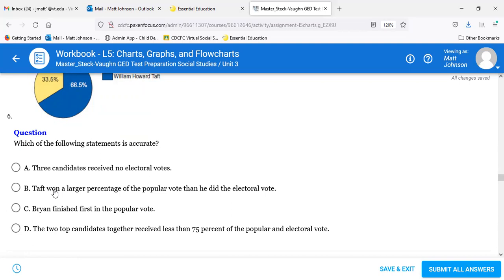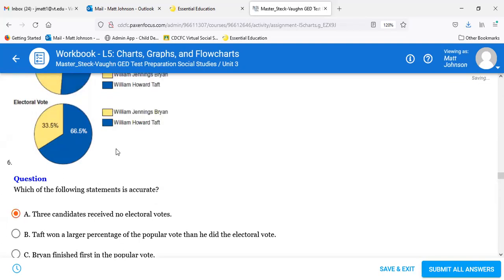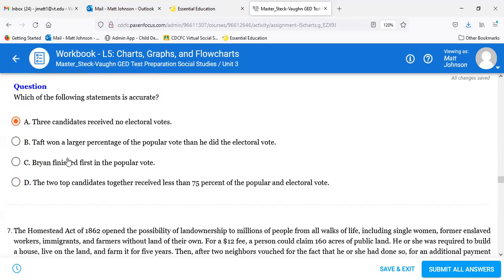A? Yeah, number 6 is A. 3 candidates received no electoral votes. Only Taft and Bryan received part of the electoral votes there. So 6 is A.